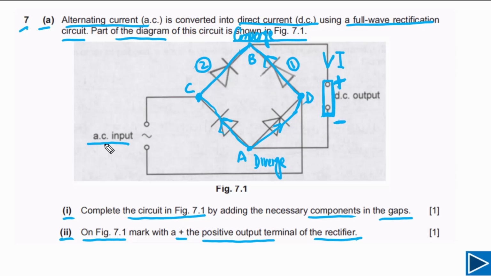How they draw, it doesn't matter. If it is a full wave rectifier circuit, you can just follow these points. Where diodes diverge, that has to be the negative terminal of the DC output. Where they converge, that one has to be the positive terminal of the DC output. And the remaining 2 points, you can simply connect with the AC input. And this is how you can answer.